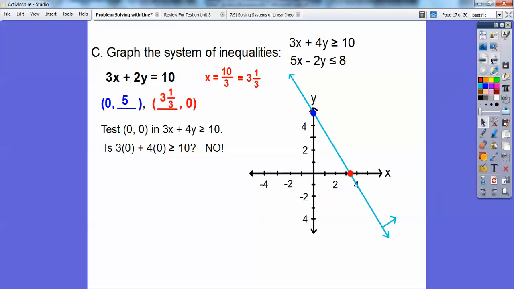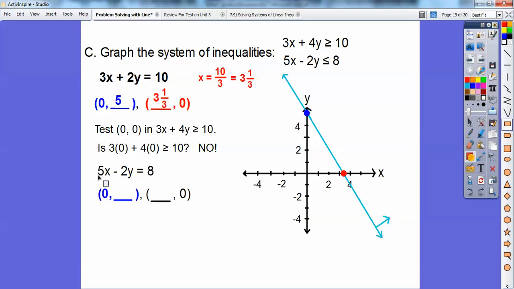All right, here's the next one. I'm going to do the zeros again. Pretend it's equals, and this one's going to be another solid line. Notice this one was solid also, because of that equal bar. When x equals 0, we can get rid of the 5x, because 5 times 0 is 0. Then we have negative 2y equals 8, so y equals negative 4.